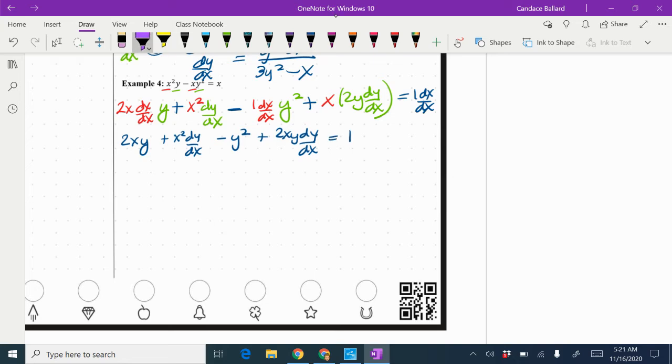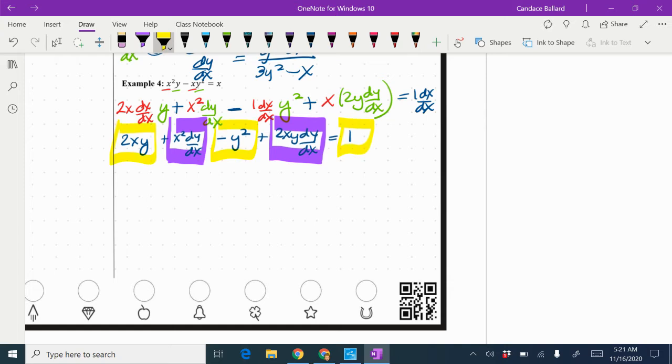In purple, I'm going to highlight anything that is dy/dx, and then in yellow, I'm going to pick out anything that doesn't have the dy/dx. All the yellow is going to go to the right. So I've got x squared dy/dx plus 2xy dy/dx equals, I've already got the 1 there. I'm going to subtract the 2xy, and I'm going to add the y squared. Again, that could be in any order.